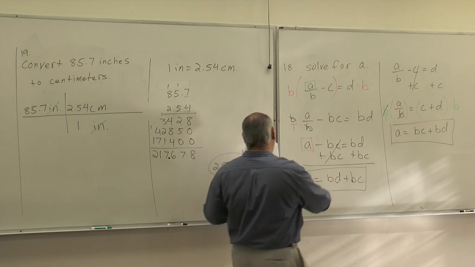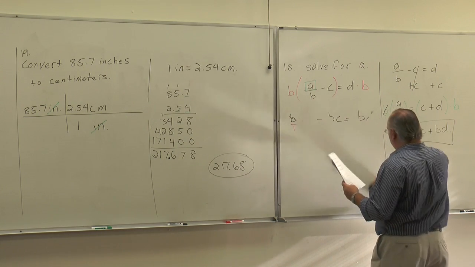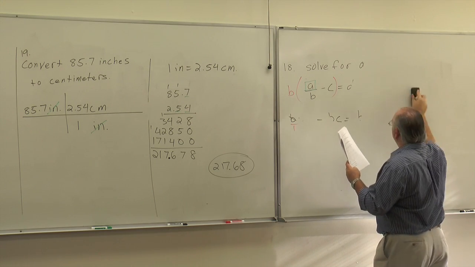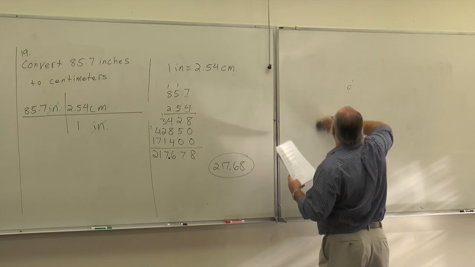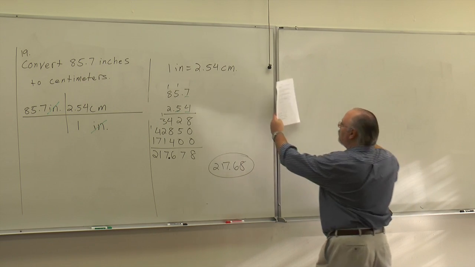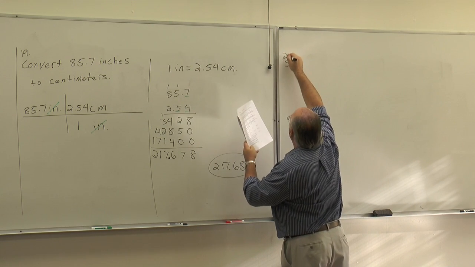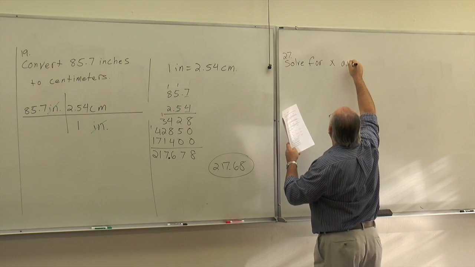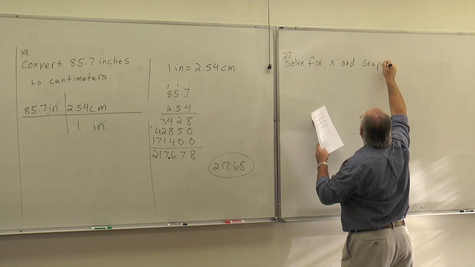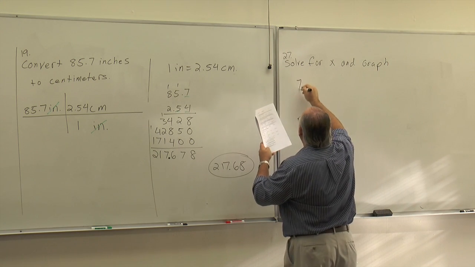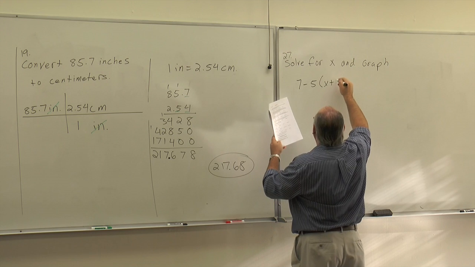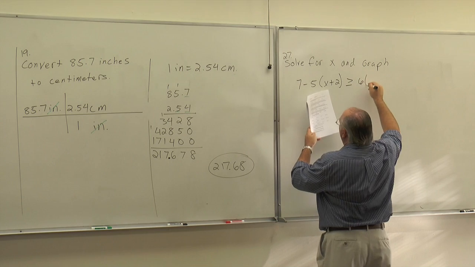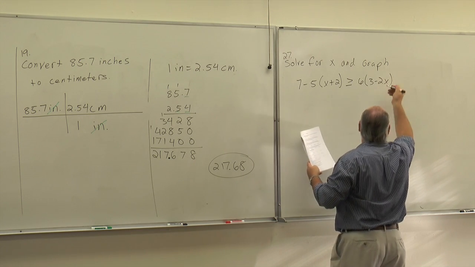All right, 27 is a linear inequality. Solve for x and graph. So we have 7 minus 5 times (x plus 2) is greater than or equal to 6 times (3 minus 2x).